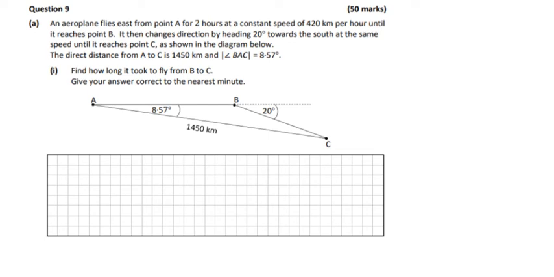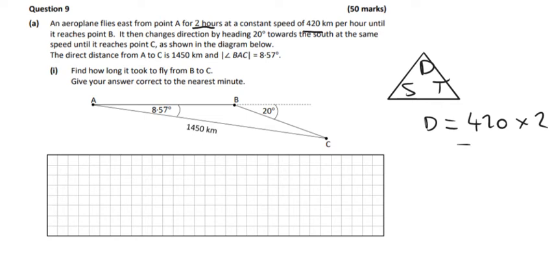Hi folks, so this is question 9, so we're back to trigonometry again. We're asked to work out BC here, the length from B to C, so an airplane is travelling there. One thing you can fit in at the start anyway, the distance from A to B, he goes 2 hours at a speed of 420. So remember it's DST, so distance is speed multiplied by time. The speed is 420 and the time is 2 hours, so that would be 840, so 840 kilometers there.